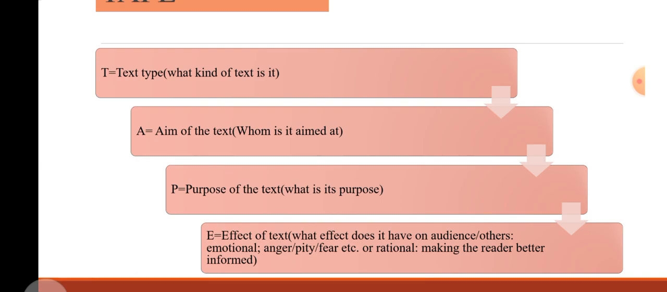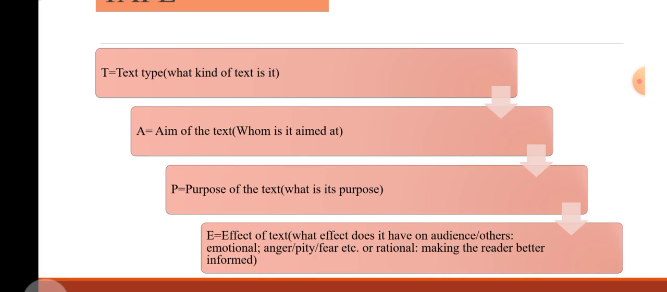Now, here you are concerned with the kind, whether it is a fiction text or non-fiction text, whether it is a news article, an editorial, a sort of documentary, a report, or a poem or letter or postcard, whatever it is. Then A. Alphabet A stands for aim of the text. Here we are not concerned with the aim of the writer, but whom is it aimed at? Whom the writer has taken to be pointed out, what he wanted to say about that particular genre, that particular person, that particular thing, or that particular idea. Then alphabet P, purpose of the text.